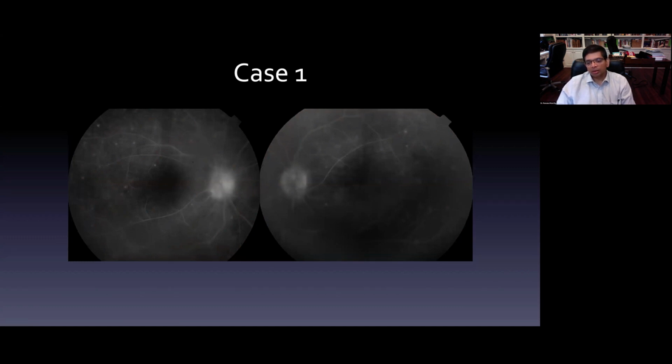But this sounds serious systemically, right? He's had weight loss. He's had difficulty breathing. So the top thing I think about is sarcoid. Well, sarcoid causes multifocal choroidal inflammatory disease.